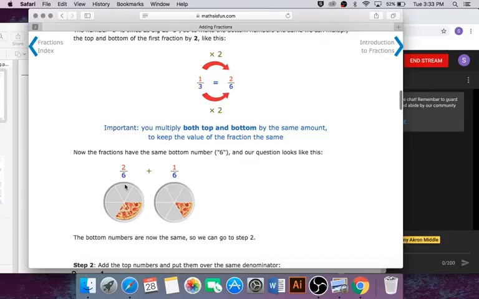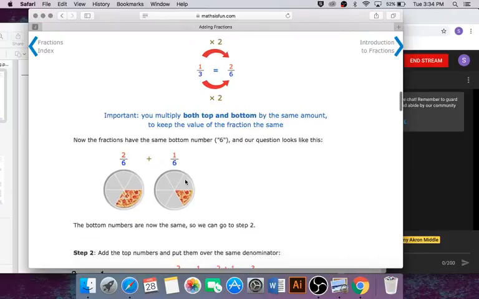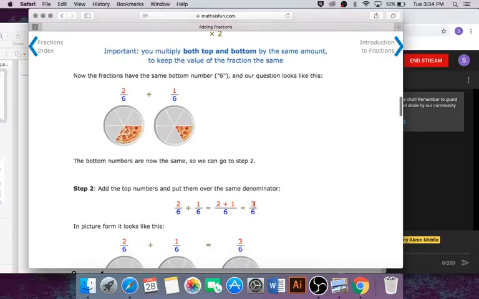So then when we have them over the same denominator, we can just add them like we did last week. So we would add the 2 plus the 1 to give us 3 over 6. Just like right here.